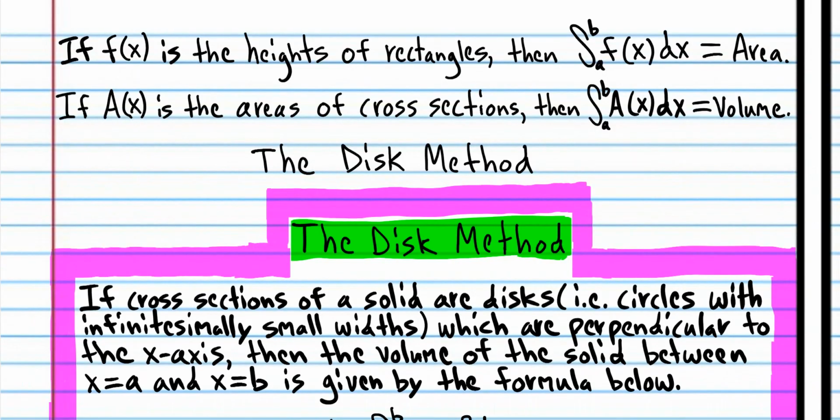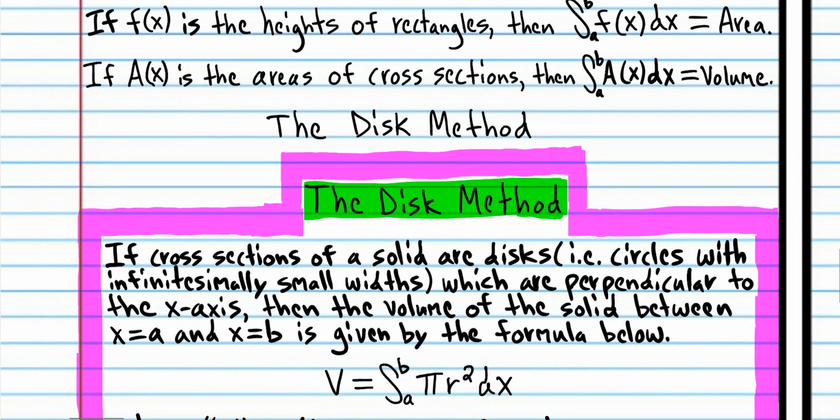In previous classes, we learned that if f of x represents the heights of rectangles, then the definite integral of f of x gives us a number that represents the area of a region. Today we're going to learn that if A of x represents the areas of cross-sections of a solid, then the definite integral of A of x gives us a number that represents the volume of a solid.